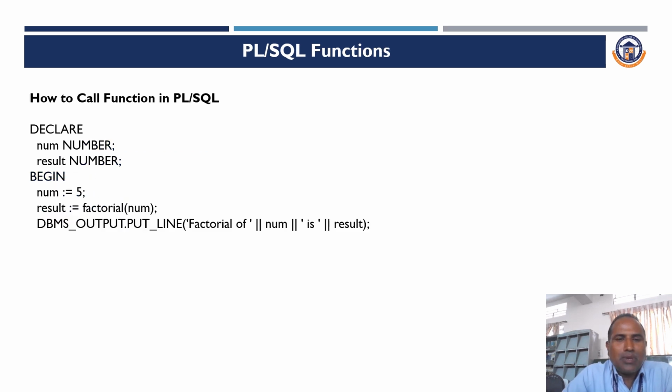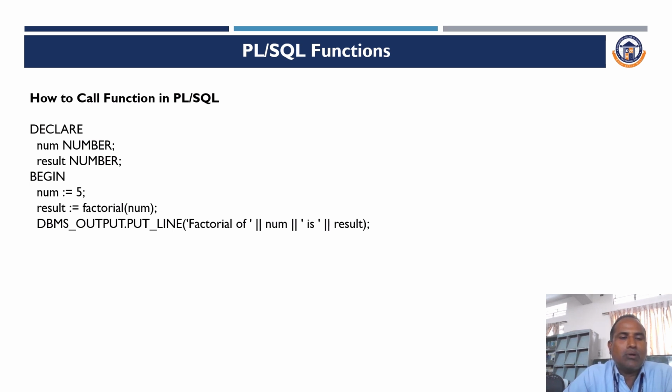Now we have defined the PL/SQL function. The next step is we have to call that function. How can we call that function? See, one more block we have to define, that is declare num number, result number, begin num is equal to 5, result is equal to factorial of num. For calling that function, we have to pass the values.